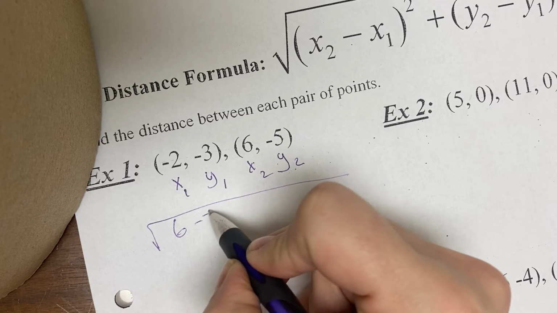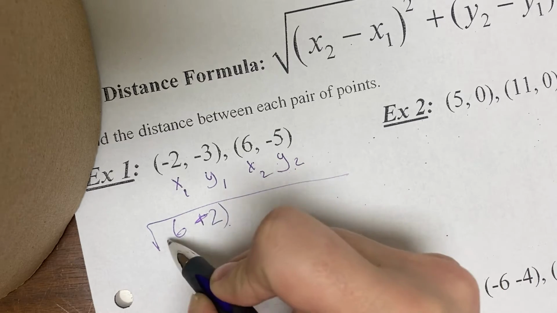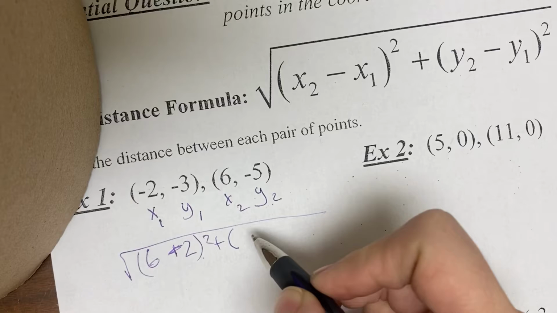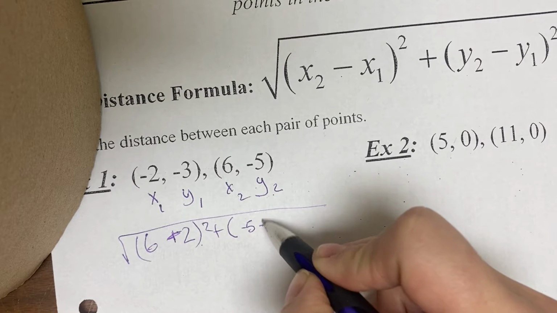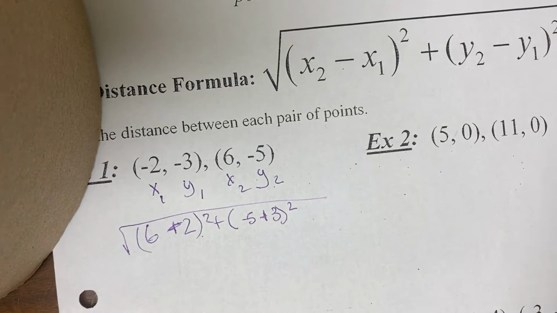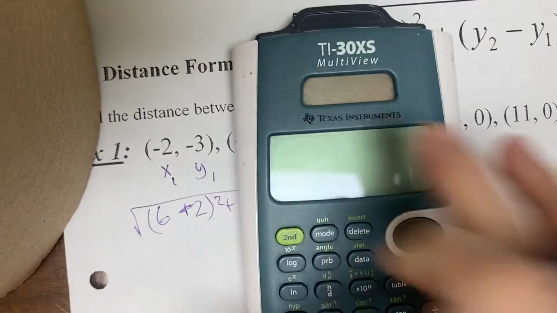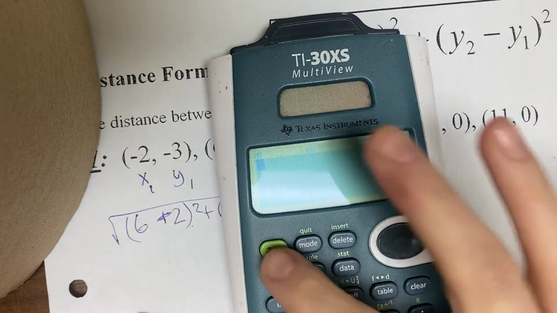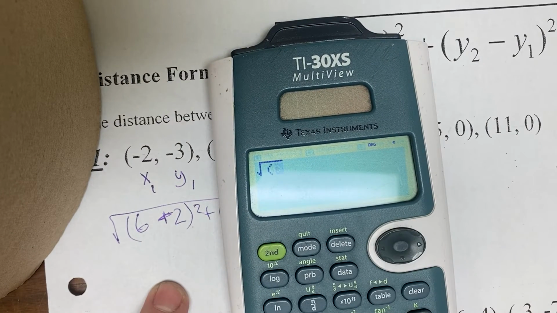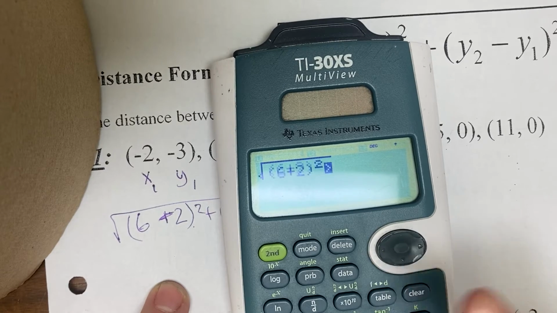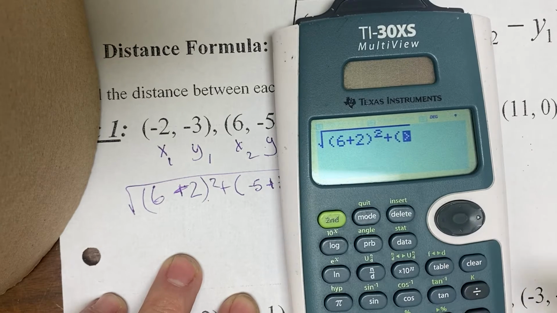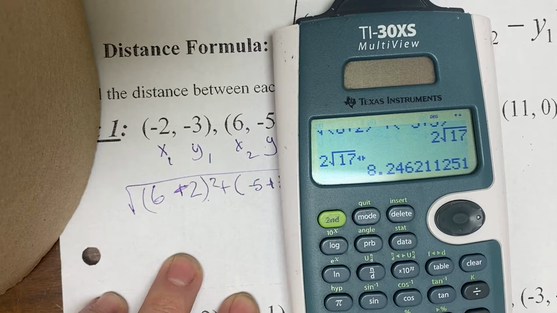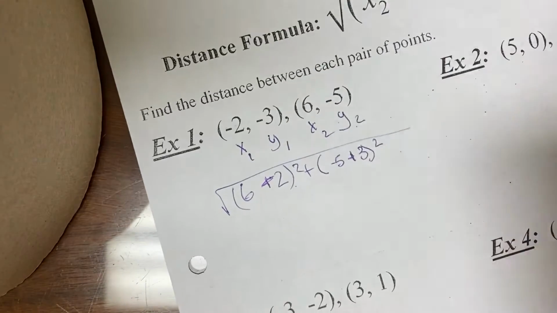So 6 minus negative 2 will turn into plus 2 squared plus y2 minus y1. So negative 5 minus negative 3 turns into plus 3 squared. And you type it in just like that. And then negative 5 plus 3. Okay, I get 8.2.